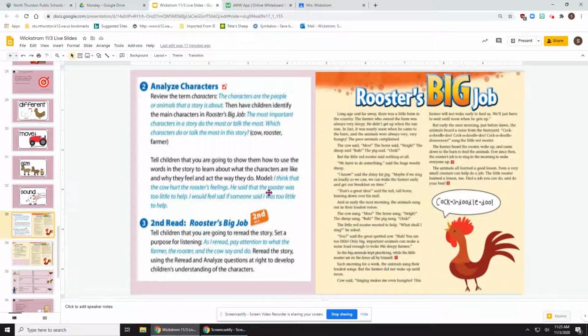Let's read the last part again. The animals all learned a good lesson. Even a very small creature can help to do a job. The little rooster learned a lesson too. Find a job you can do and do your best. So what lesson did the rooster learn in the fable? To find a job you can do and do your best. And what about the other animals in the story? What did they learn? What do you think? Even though he's small, small creatures can also help.